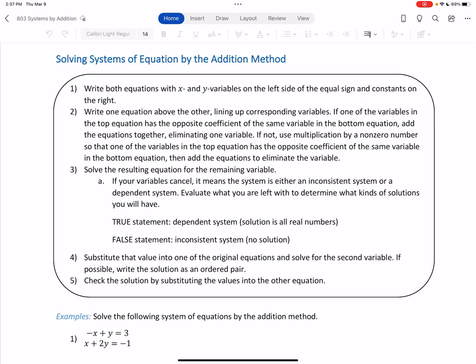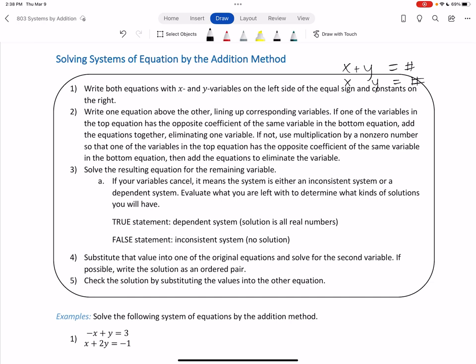So write both equations with the x's and y's on the left side of the equals and the numbers on the other side. So you want x, y equals some number, and x, y equals a number, okay? And line up the variables. So put the x's first, the y's second.